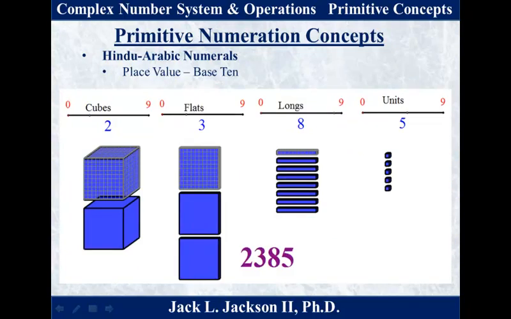So if you see a number like 2385, that's 2,385. Start at the right-hand side. Those are our units, 5 individual blocks. 8 is 8 groups of 10 here, 8 longs. The 3 is 3 groups of 100, or 3 flats. And the 2 here is 2 groups of 1,000, 2 of these big cubes.